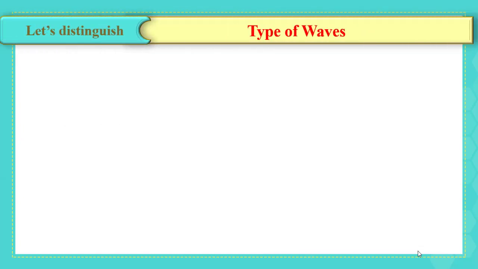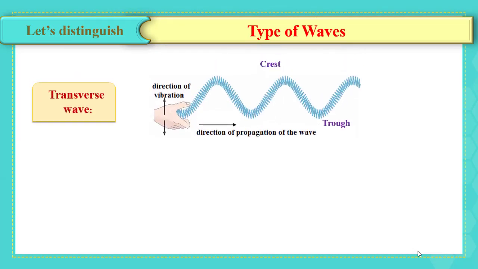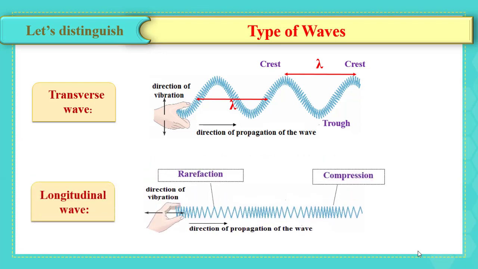Now let's have a small remark while talking about the types of waves. Actually, when we represent transverse waves, we will represent them as a set of crests and troughs, where the distance separating two consecutive crests or two consecutive troughs is the wavelength lambda. Whereas when representing a longitudinal wave, we represent it as a set of rarefactions and compressions, where the wavelength is measured between two consecutive rarefactions or two consecutive compressions. Please take care of the following remark.